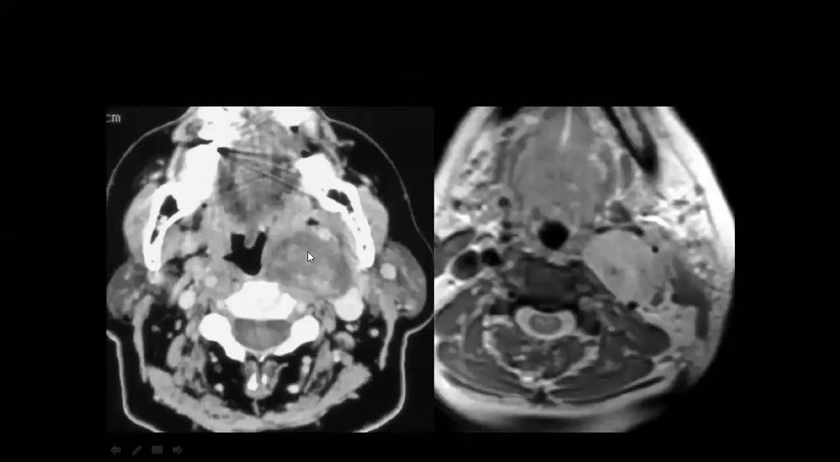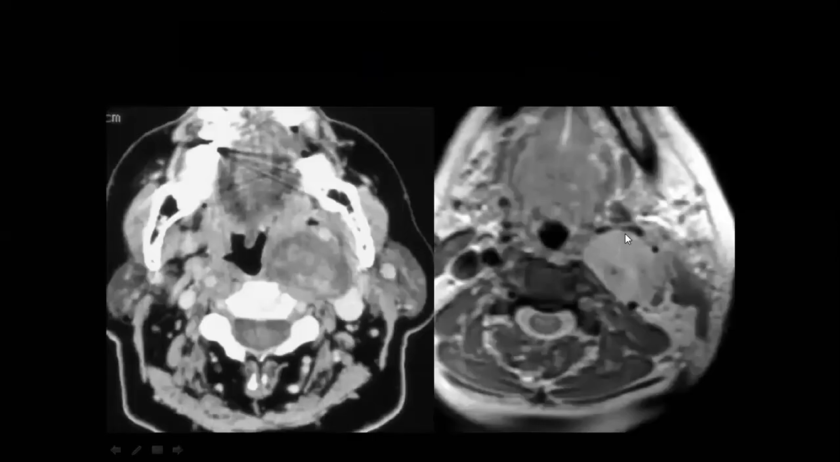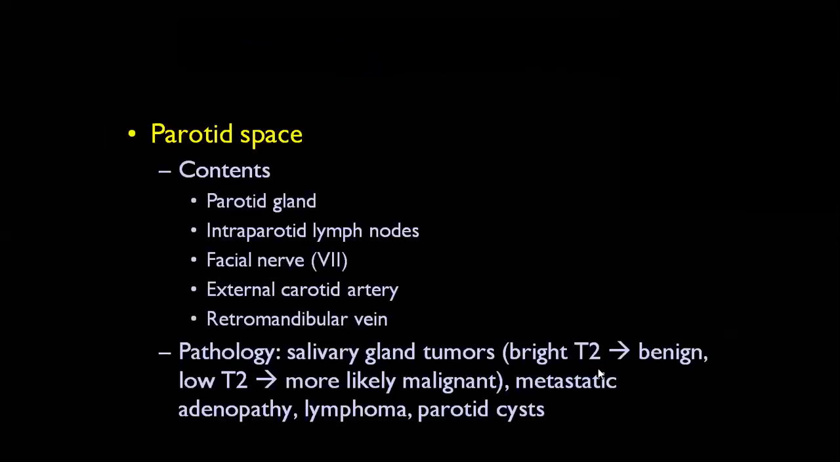What about this space? We mentioned it before. What could be the differential you put? You will put many differentials, but don't forget something related to schwannoma, especially if it is enhancing and has high signal in T2. So one of them will be the schwannoma.